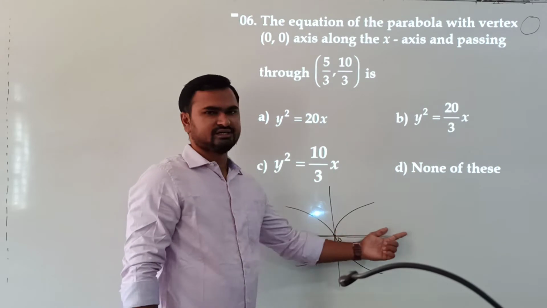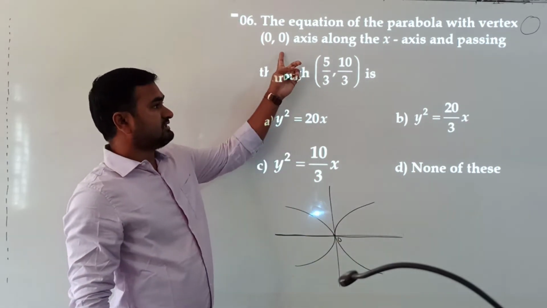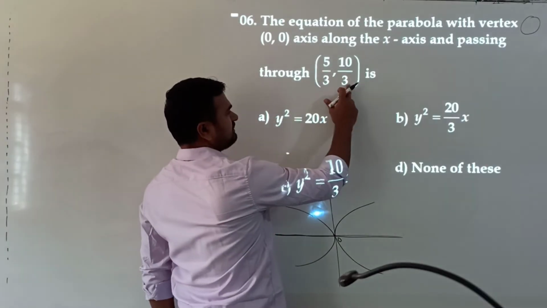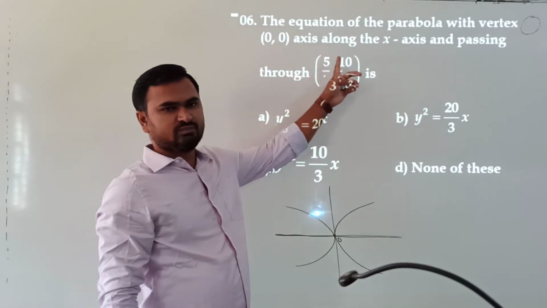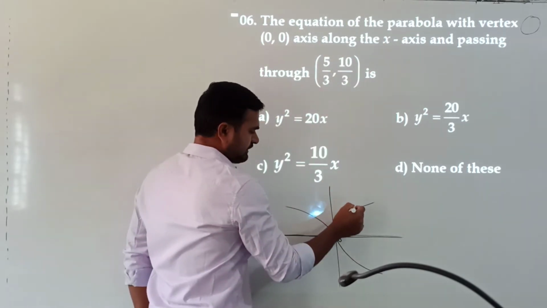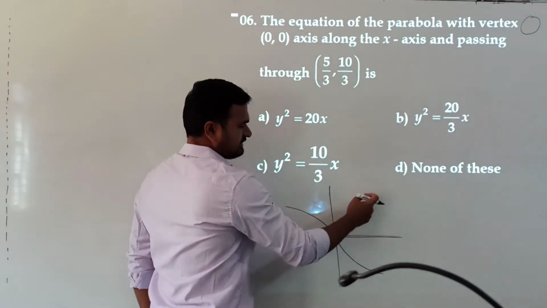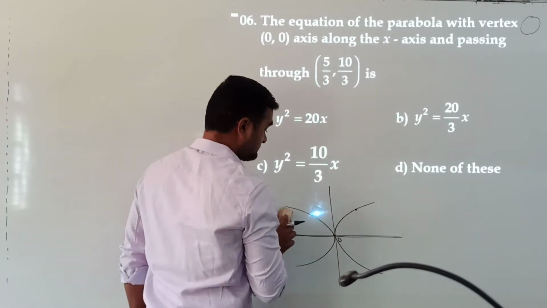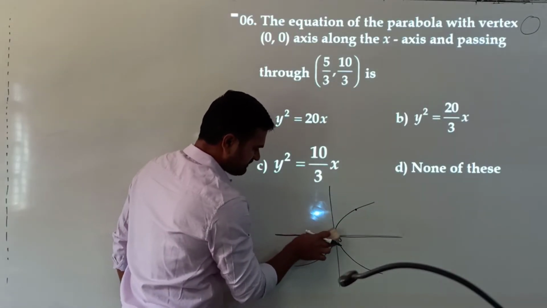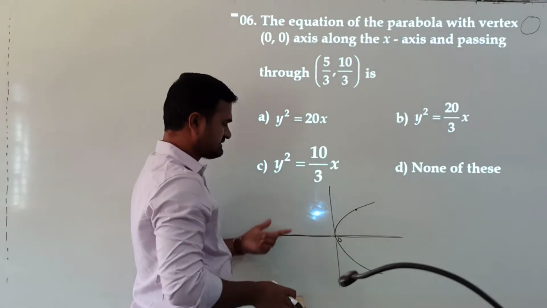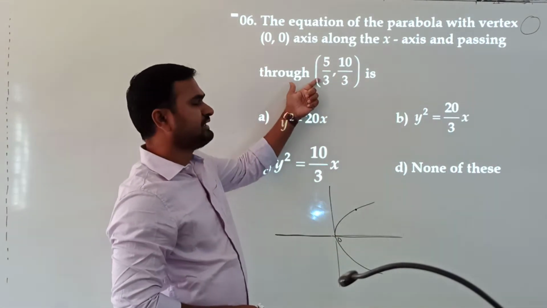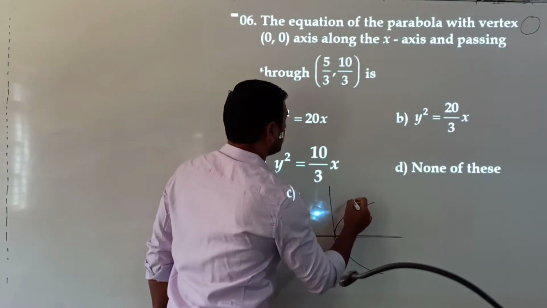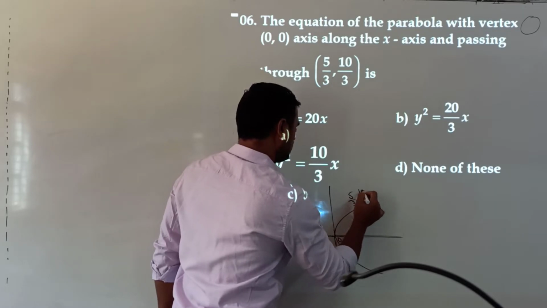For these two we know the axis is along the x-axis and it is passing through the point (5 by 3, 10 by 3). We can see that for the point, x is positive, y is positive. So the point lies in the first quadrant. Point lies in the first quadrant means the required parabola is a right sided parabola. We cannot take a left sided parabola because it lies in the second and third quadrants, but the given point is in the first quadrant. So the required parabola is a right sided parabola passing through the point (5 by 3, 10 by 3).